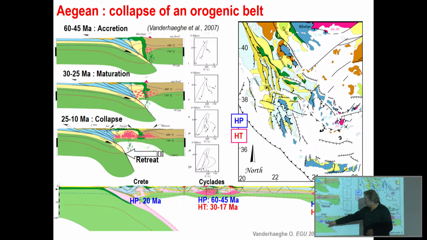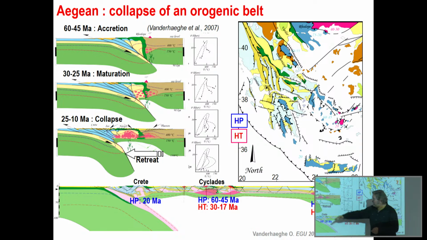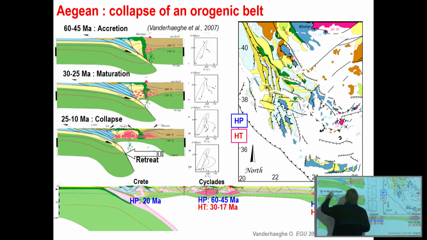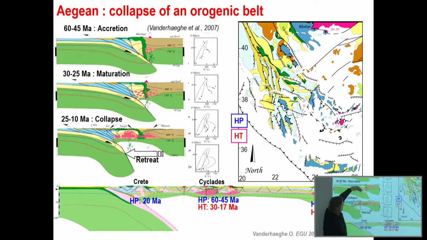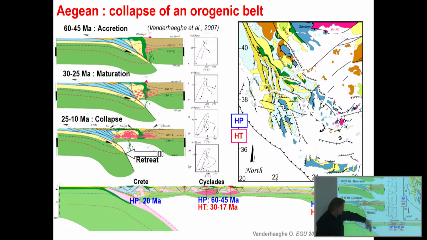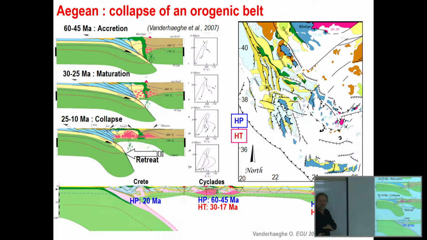And today, in Crete, in the southern edge of that, only high pressure rocks have been identified. If we wait another 10 million years, maybe the high temperatures are going to come. You see the logic? And this is all related to construction of the orogenic belt associated with convergence, but as the plate retreats, the crust that has been thickened then thins.